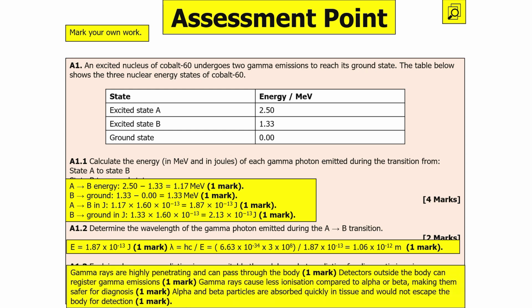Now, gamma rays are highly penetrating and can pass through the body. Detectors outside the body can register gamma emissions. Also, gamma rays cause less ionization compared to alpha or beta, making them safer for diagnosis. And alpha and beta particles are absorbed quickly in tissues and would not escape the body for detection.